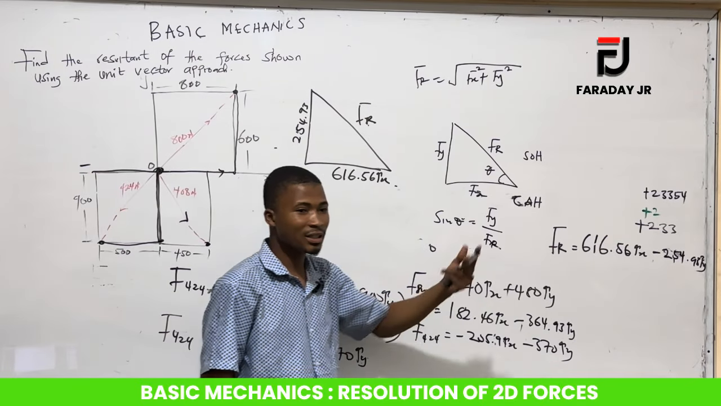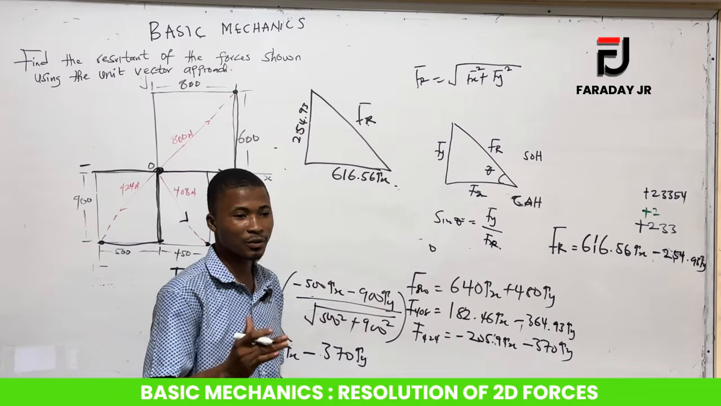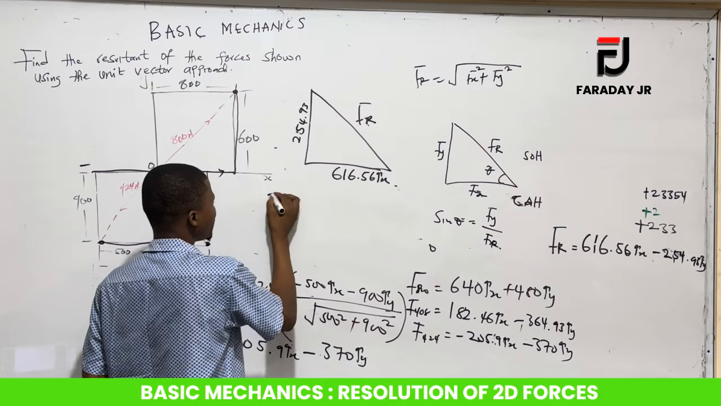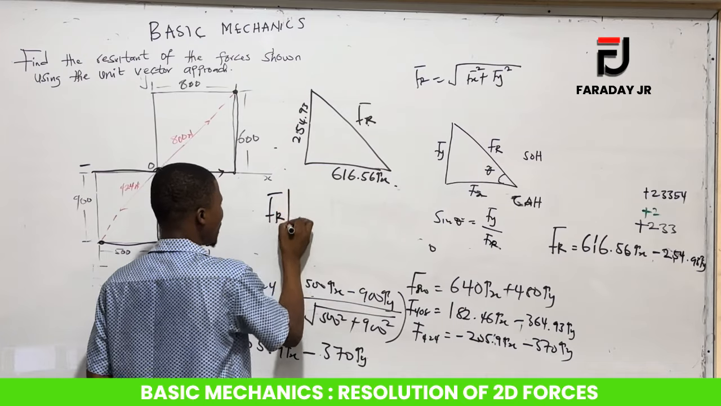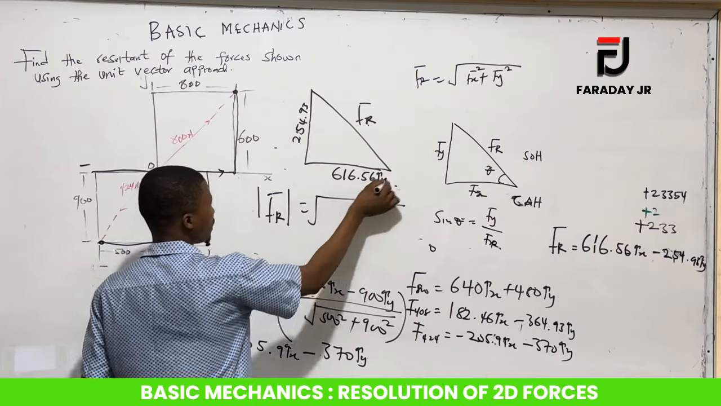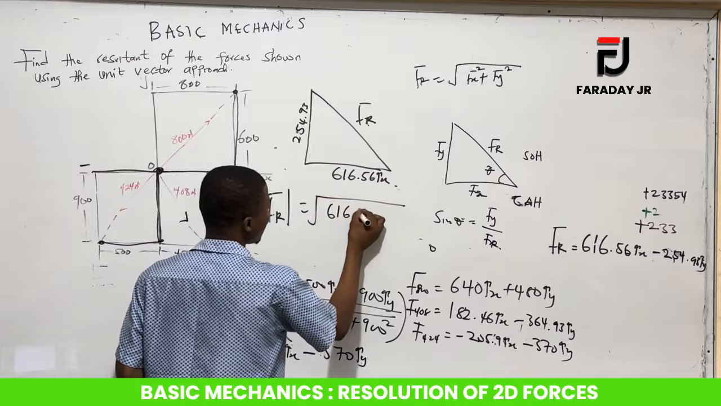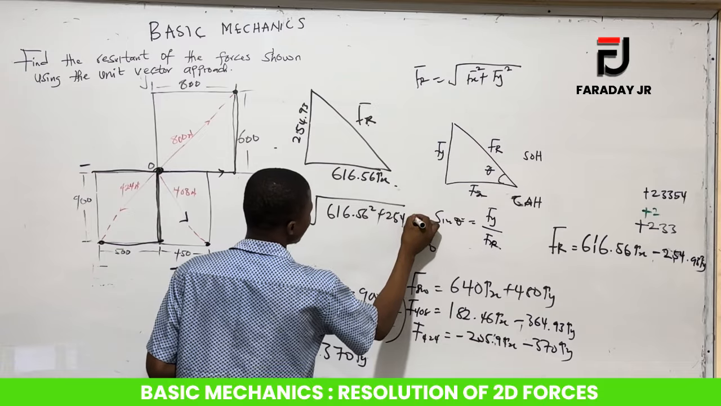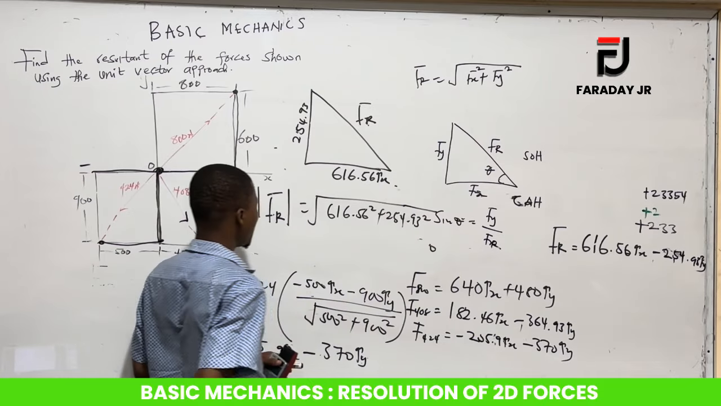The question can also state it again clearly: find the magnitude of the forces. What you do is use the Pythagoras form of it. So the magnitude of the forces will now be equal to this, right? That will give us 616.56 squared plus 254.93 squared.